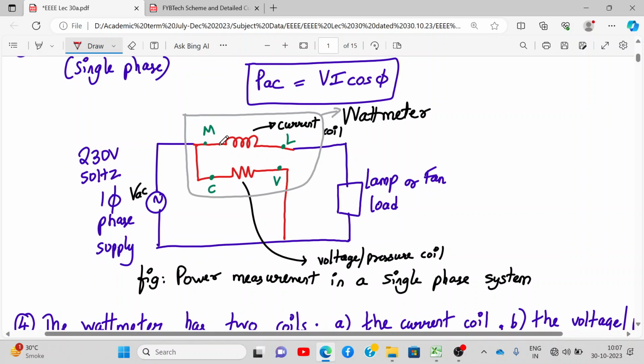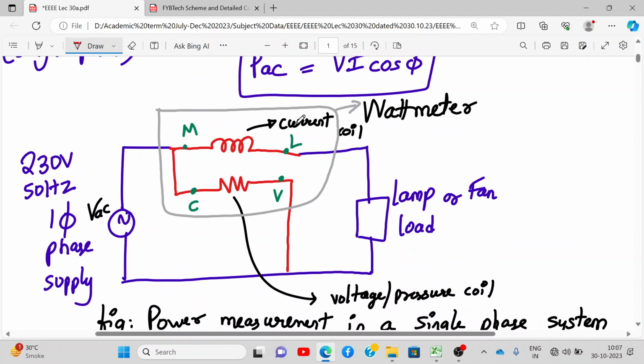So you have a current coil and you have a pressure coil. Here we have the AC supply, and this current coil and pressure coil comprise a wattmeter. This is what the wattmeter contains. So internally, what does the wattmeter contain? It contains a current coil and a pressure coil or voltage coil, which will measure the voltage and current, multiply them and give you the power, active power.